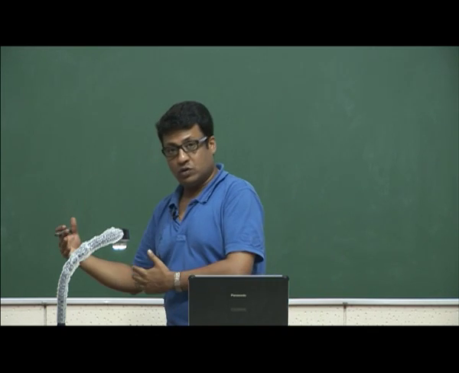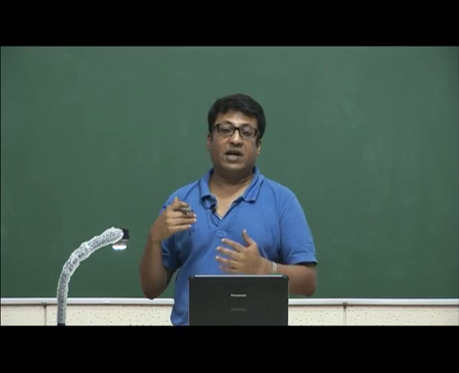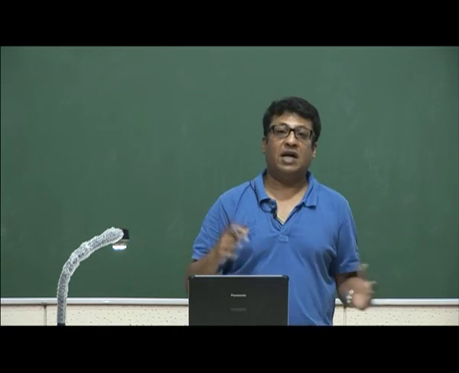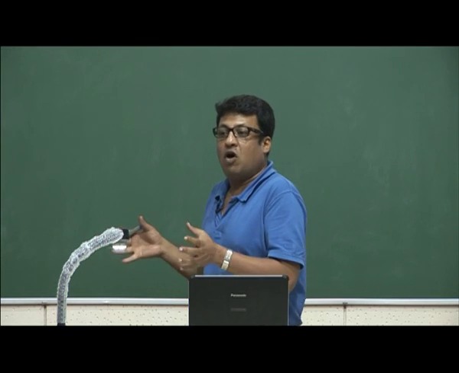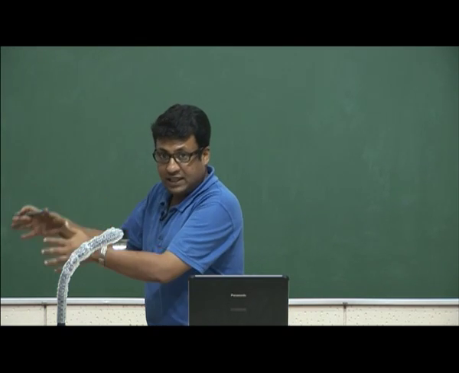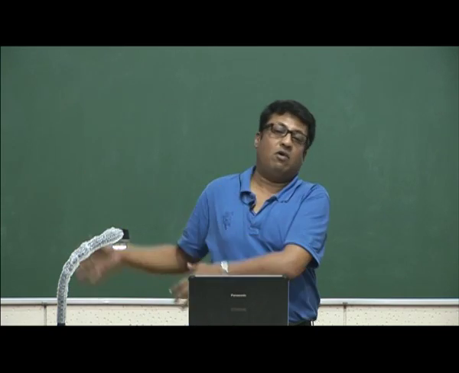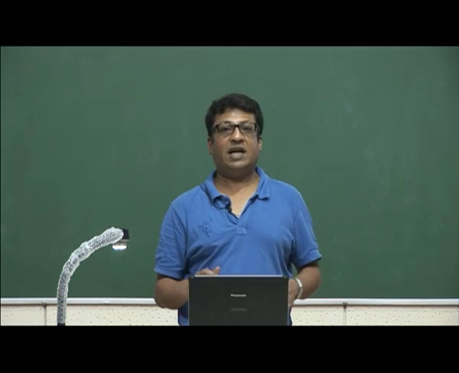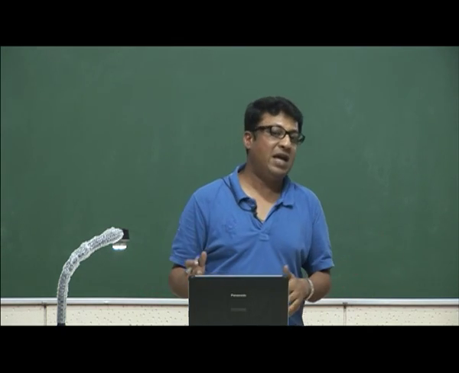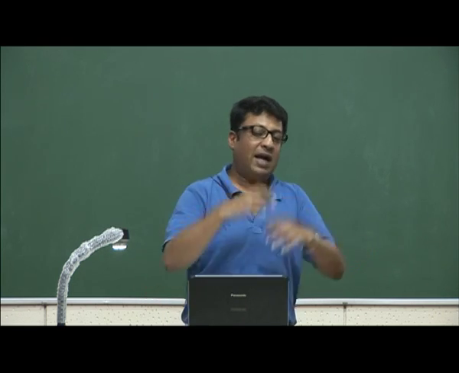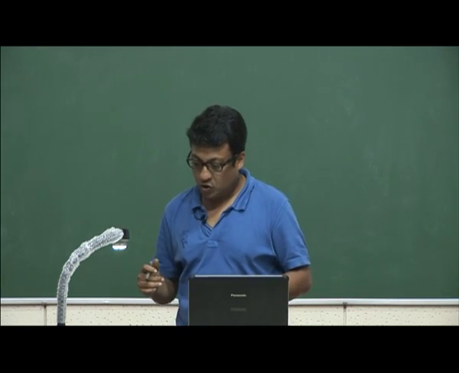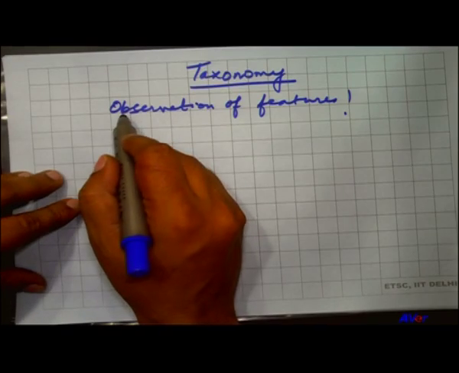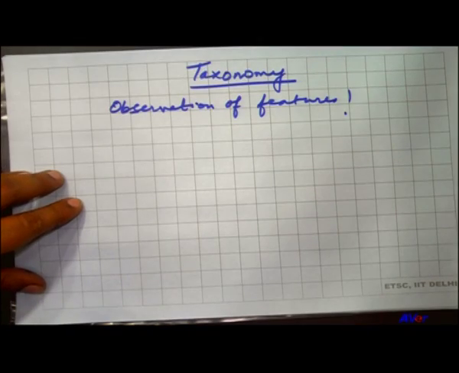We saw plants also, and therefore, we started calling them kingdoms, that any living object which looks like this, we will call it a plant. Any object looks like this, we call it an animal. Within animals, we said anybody who is producing a baby is called a mammal, and so on and so forth. So, we started basically from observation of features.